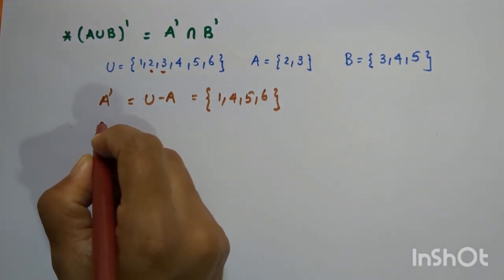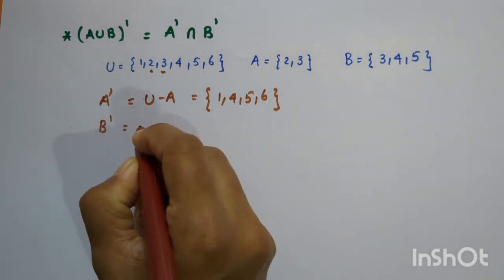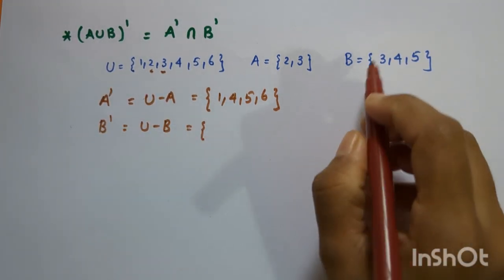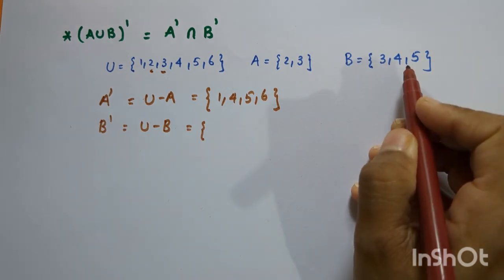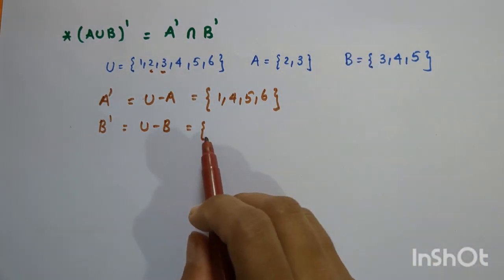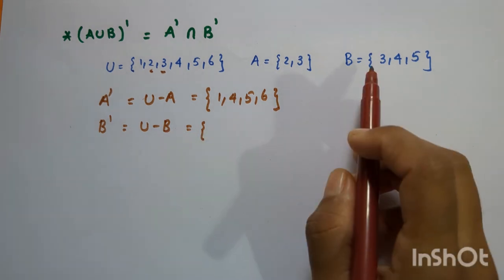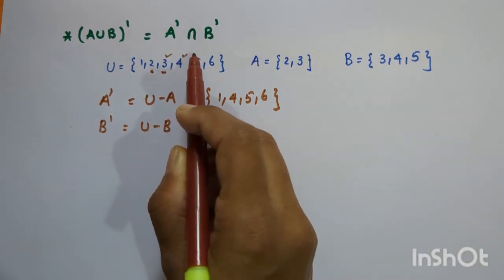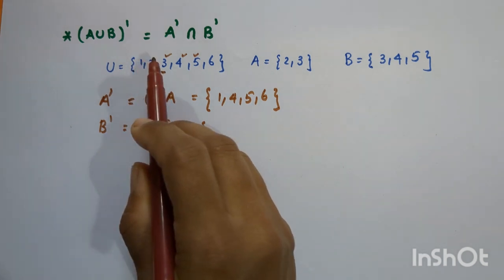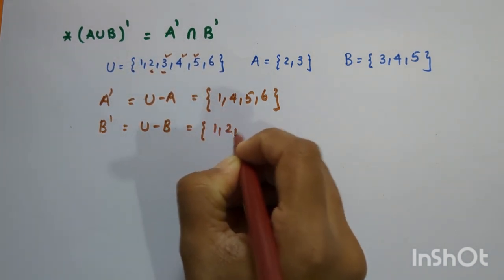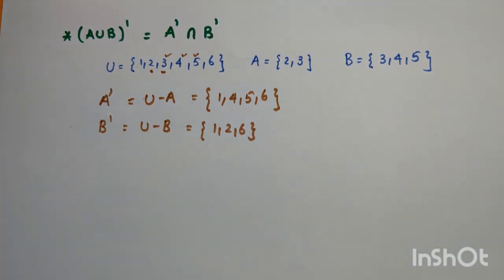Okay, now what about B complement? B complement is actually U minus B. In B you have 3, 4, 5. So you have to write the elements of U which do not belong to B when you write B complement. So except 3, 4, 5, the rest you have is 1, 2, 6. So you have to write 1, 2, 6 here.